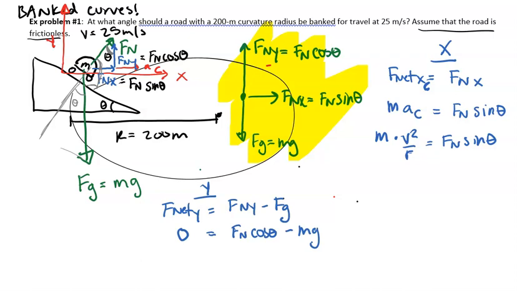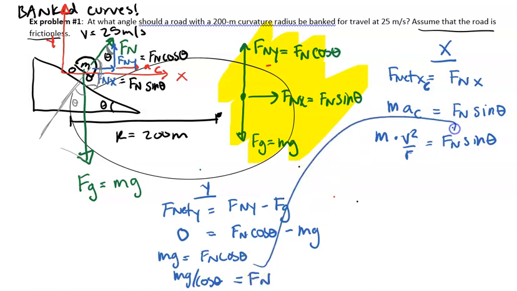Oh, lovely. Okay, so it looks like we could solve for Fn and plug into the other, or solve for m. Either would work. I'm going to go ahead and solve for Fn using the y. So mg equals Fn cosine theta. Then mg over cosine of theta equals Fn. Cool, let's go ahead and plug that in. So we have m times v squared over r equals mg over cosine of theta times sine of theta.